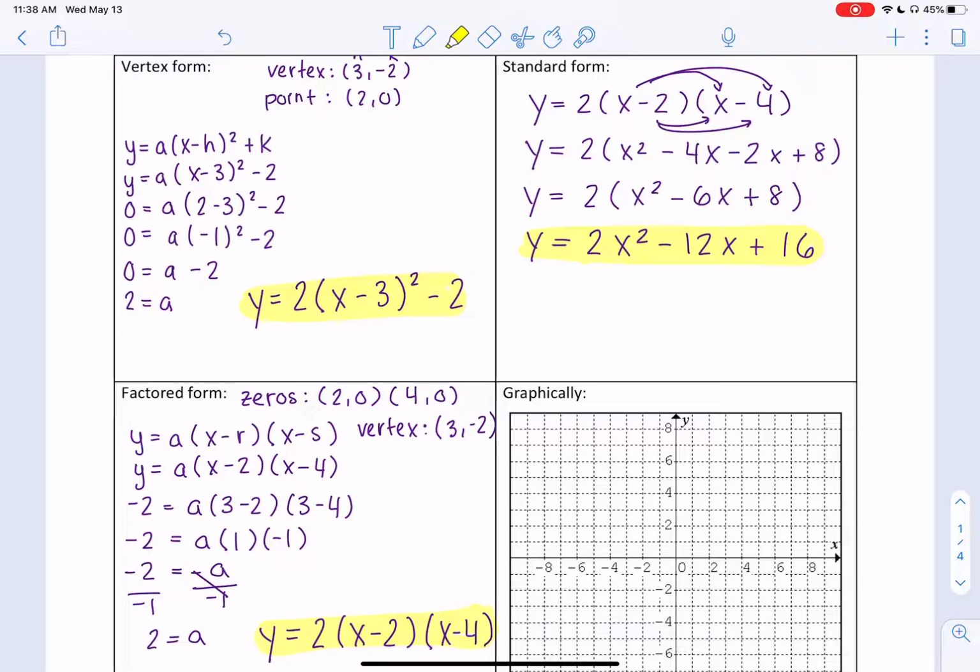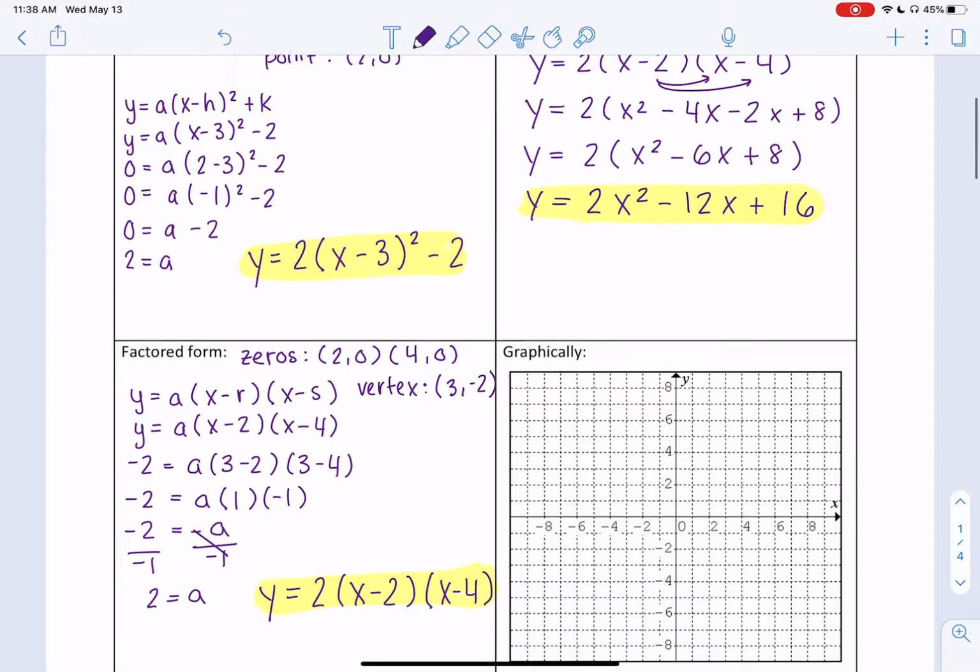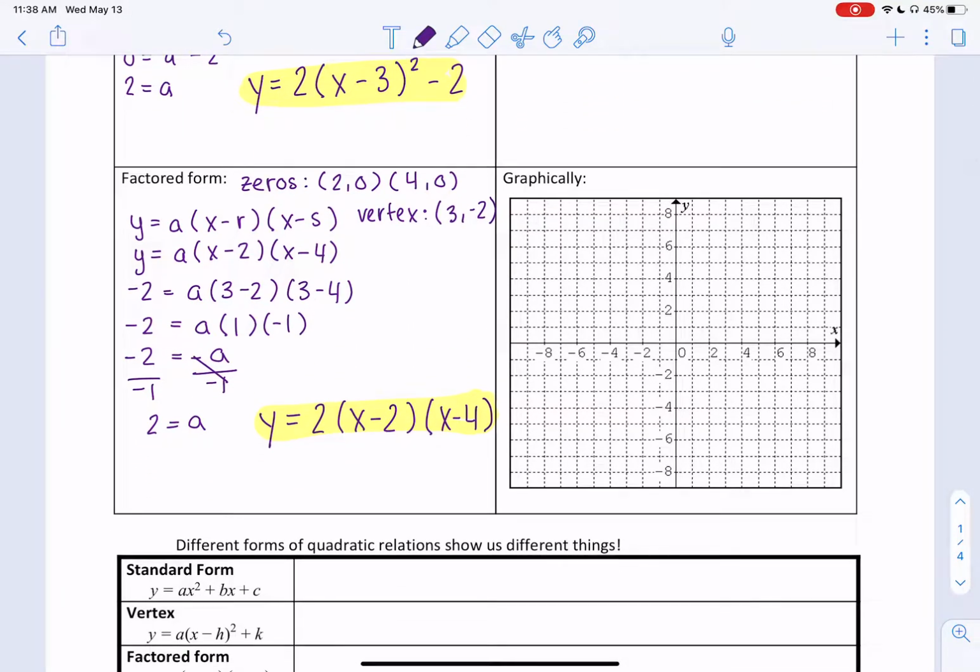Now, the last way I can model my quadratic relation is for me to graph it, and you can graph it however you want. Really, you just need 3 points. So because we've been given our zeros at 2 and 4, and our vertex at (3, -2), that is enough for us to graph it. So now I can just connect those into a nice parabola shape like that.